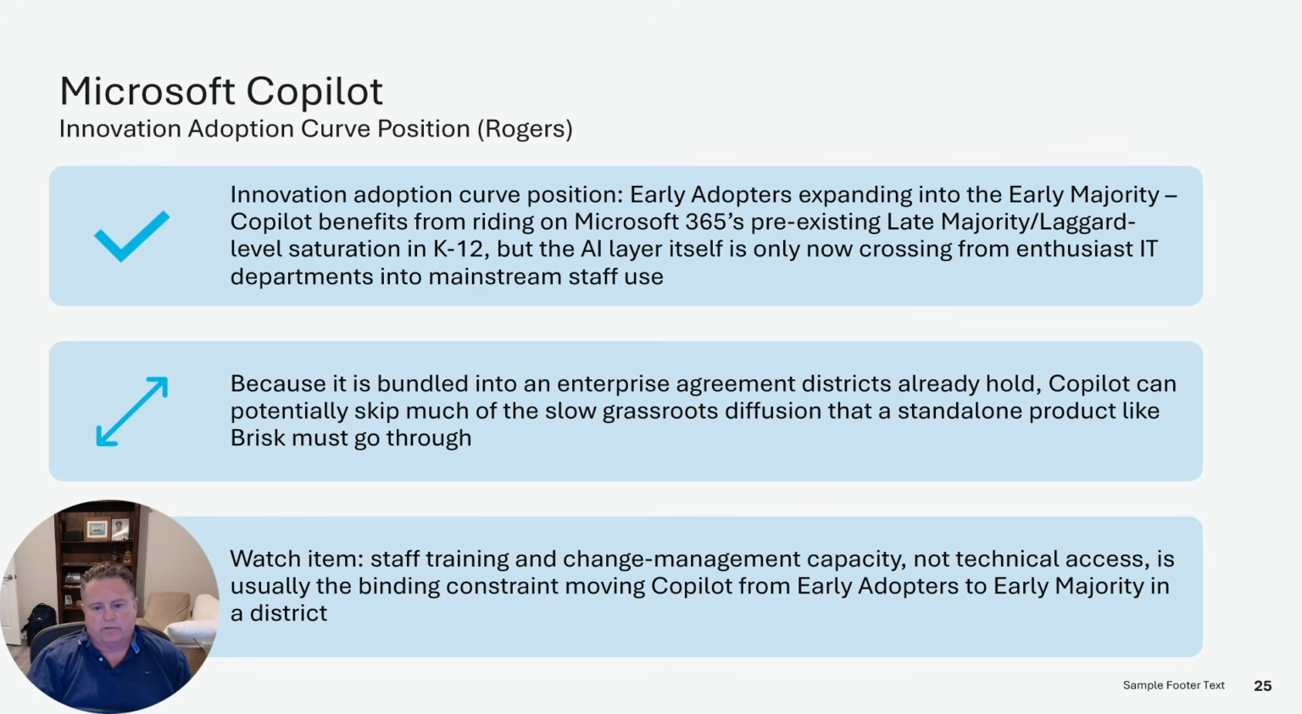A watch item: staff training and change management capacity, not technical access, is usually the binding constraint moving Copilot from early adopters to early majority in a district.